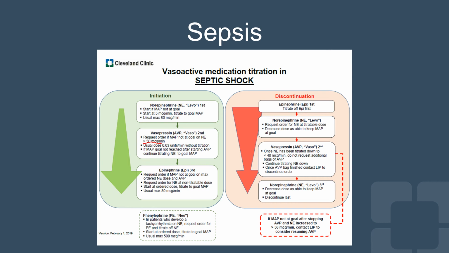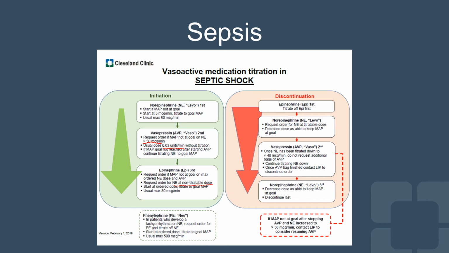Once you reach 50 mics per minute of norepinephrine and have not reached that MAP goal, you can then add on 0.03 units per minute without titrating of vasopressin. Then you can continue to titrate up that norepinephrine goal to the max 80 mics per minute. If you've yet to achieve the MAP goal, then you can ask for epinephrine to be added. So you need a titratable dose for epinephrine. You request the order for the norepinephrine to be non-titratable and leave it at that max goal. And then you can titrate the epinephrine from there.